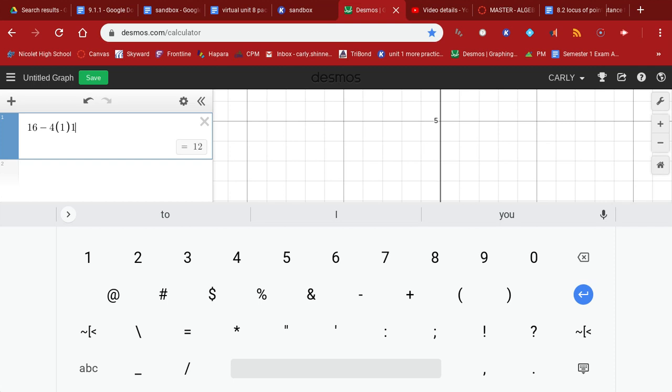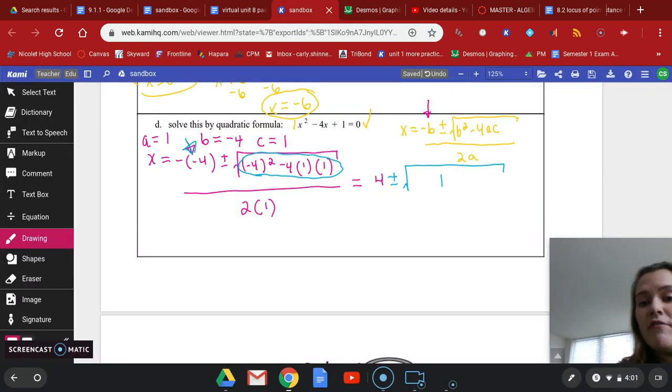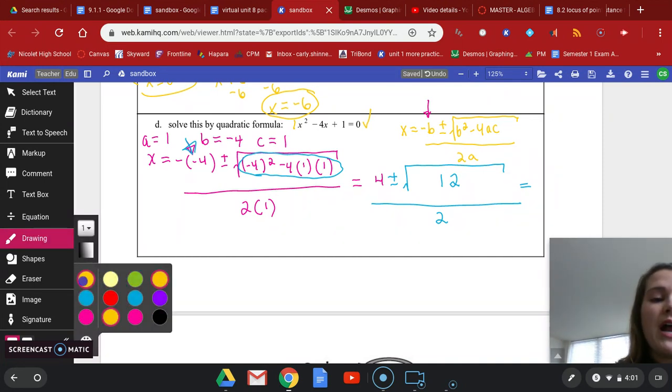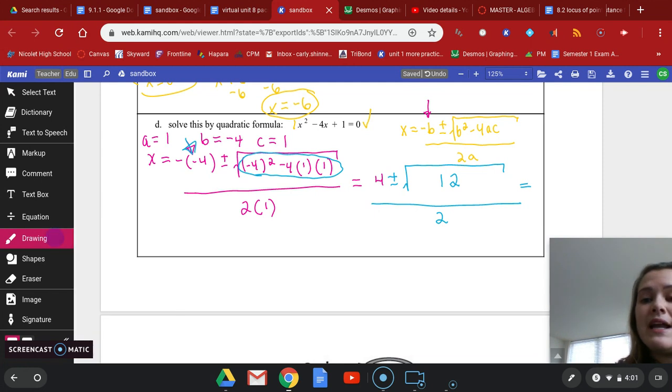Okay, what does that give me? 12. So that means my discriminant is 12. That's what's going underneath the root, all over 2 times a, which would just be 2. Alrighty, so here's where I've got to break it into 2 separate options because of that plus or minus.